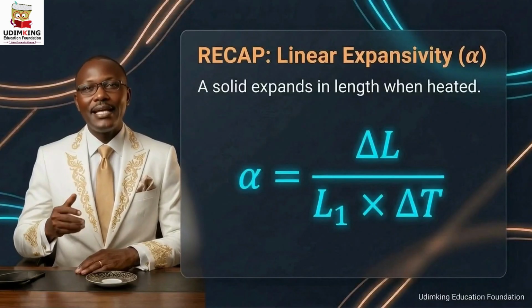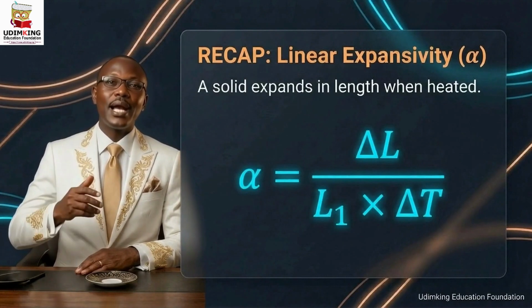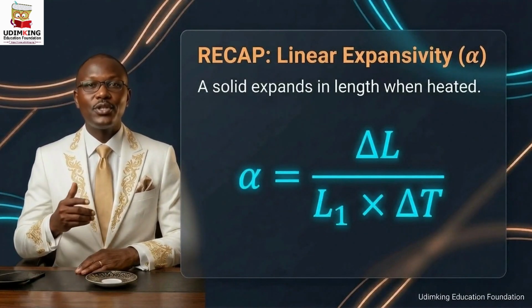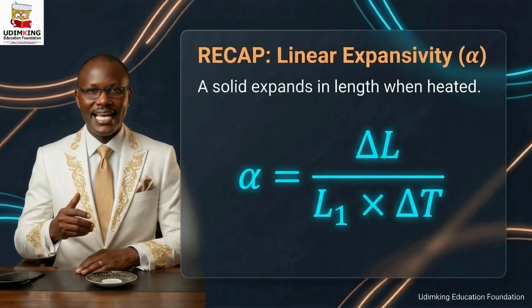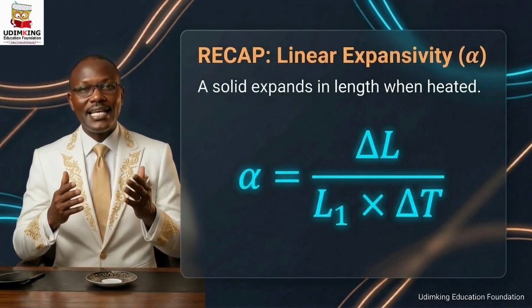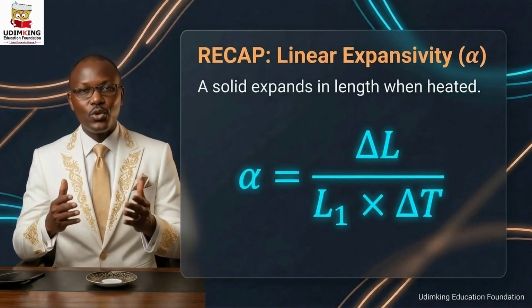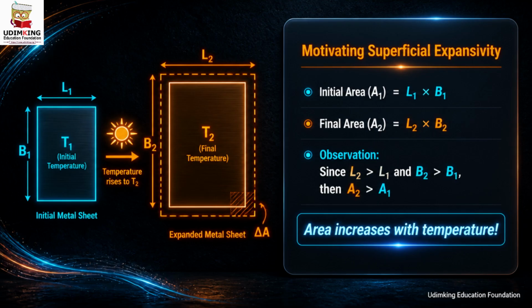But what happens if the material isn't just a simple wire? What if it is a flat metal sheet or a solid block? Today, we are moving beyond just length to explore how heat affects a material's entire surface area and its total volume. Let's look at a rectangular metal sheet.